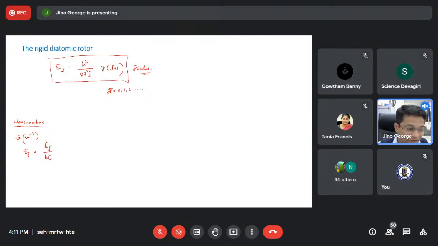Now this goes as EJ by h into c. You see the use of the Planck constant h here, in joules, and c is the speed of light. So this expression comes as h divided by 8 pi square I c into J into J plus 1. Right? This is one equation. This is two.